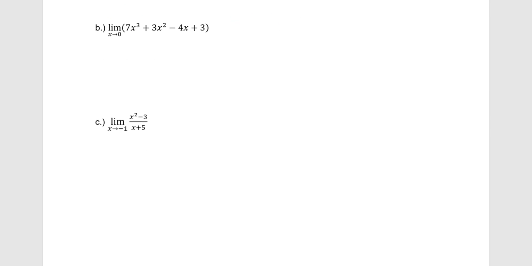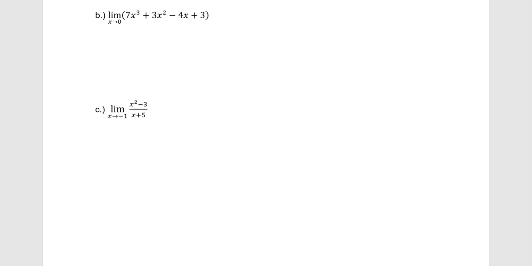Okay, same idea for the next one, the limit of 7x cubed plus 3x squared minus 4x plus 3 as x approaches 0. This function is another polynomial. It's continuous everywhere, which means we can plug in the 0. And hopefully we can do this one in our head. 7 times 0 cubed plus 3 times 0 squared minus 4 times 0 plus 3. This answer is just going to be 3.